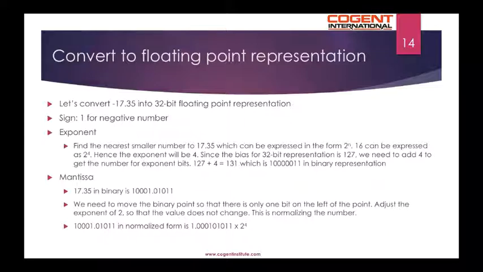Next, the mantissa. 17.35 in binary is 10001.01011. We need to move the binary point so that there is only one bit to the left of the point, and adjust the exponent of 2 so that the value does not change. This is normalizing the number. So 10001.01011 in normalized form is 1.000101011 times 2 raised to 4.